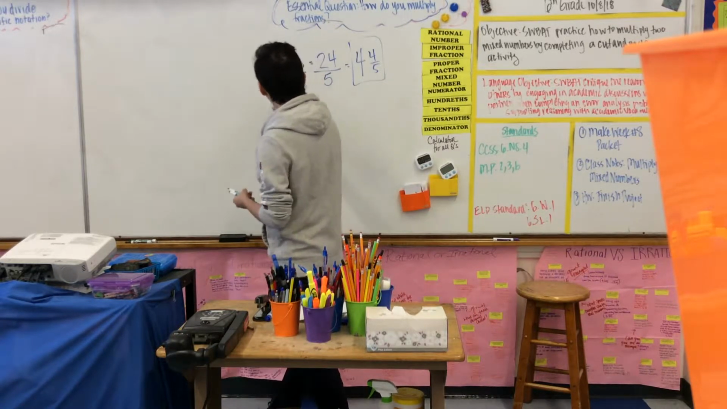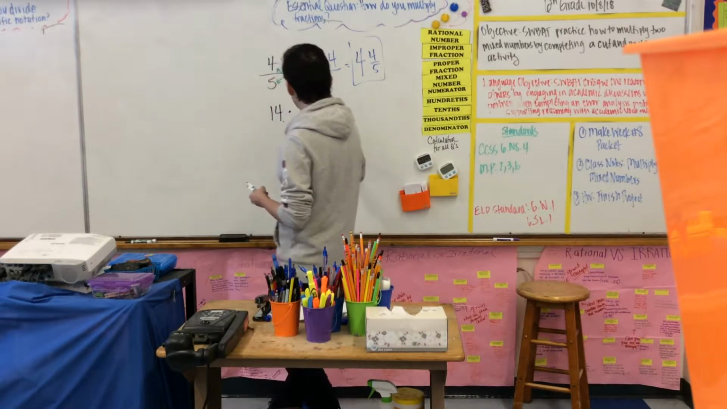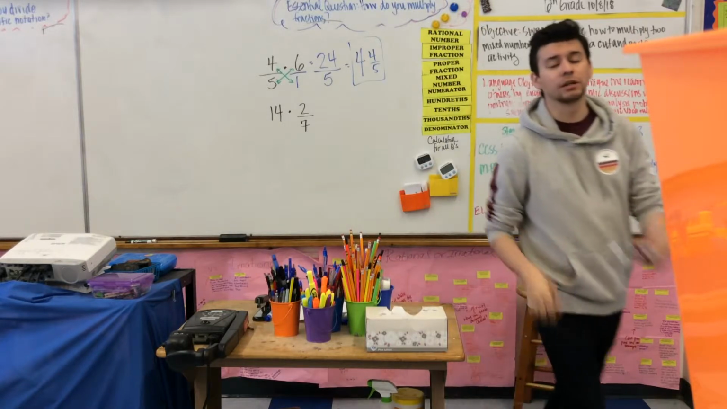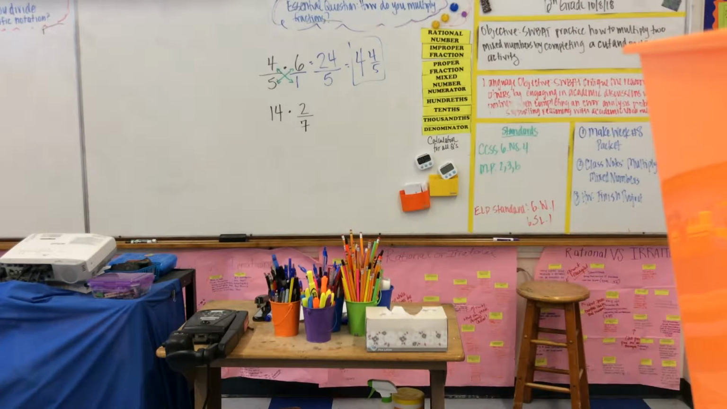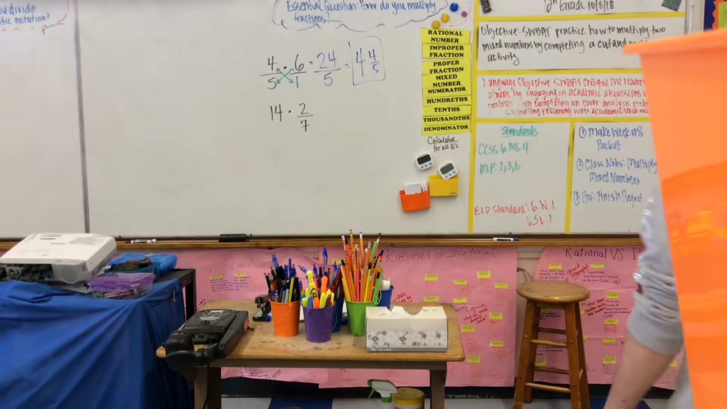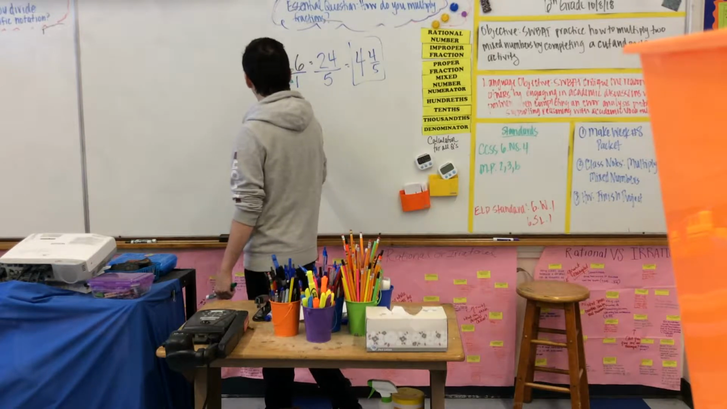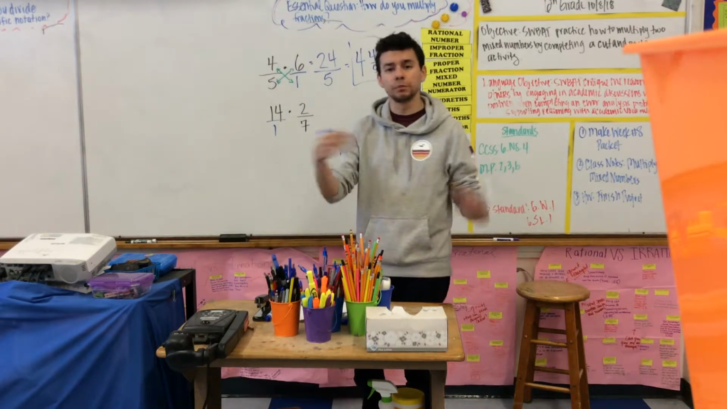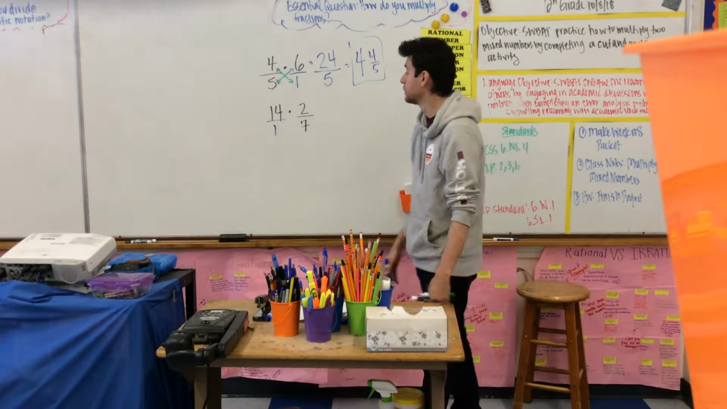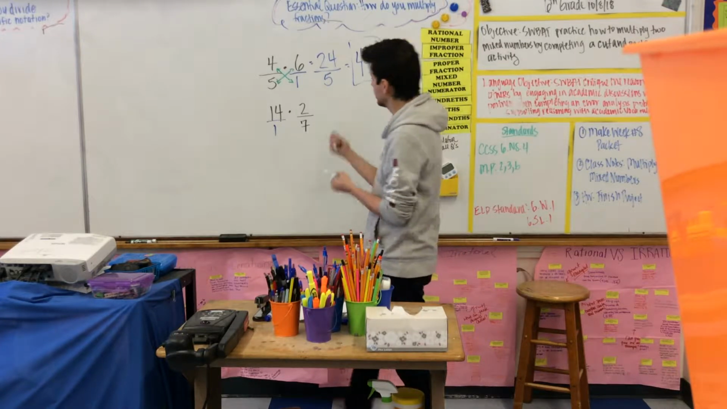Let's do 14 times 2/7. You're multiplying a whole number times a proper fraction. Okay? So basically what you do is, remember, whole numbers need to become a fraction. And in order to do so, you put it over 1. Every number in the world, you can put it over 1. It doesn't change its value. So I like doing the X method.